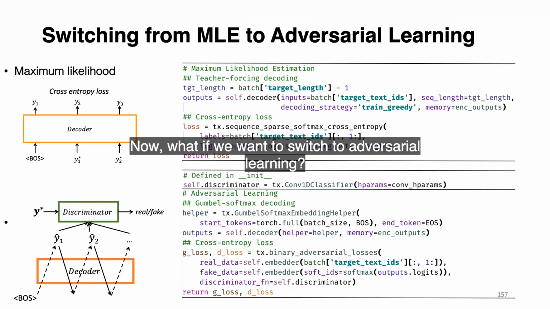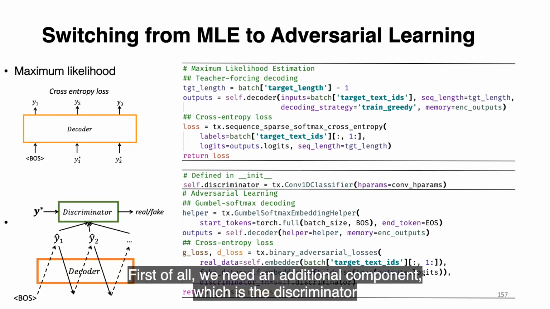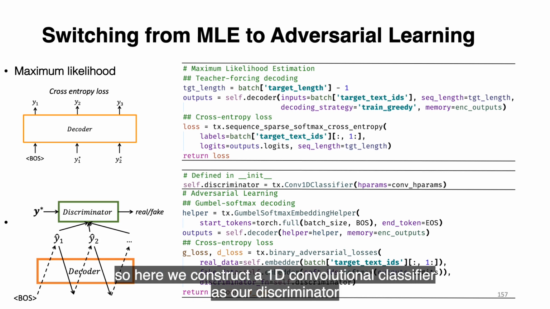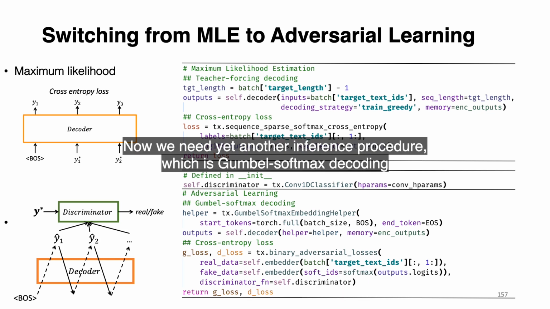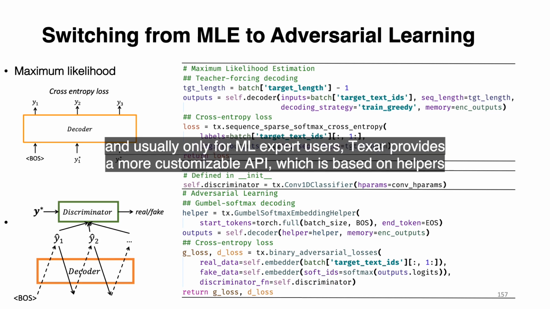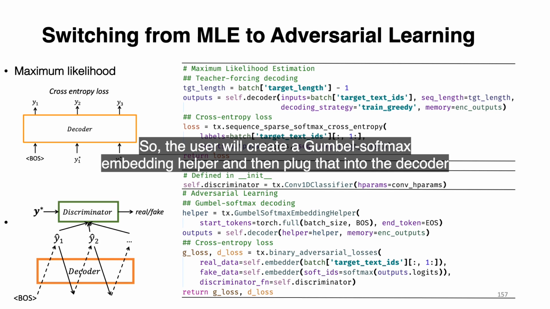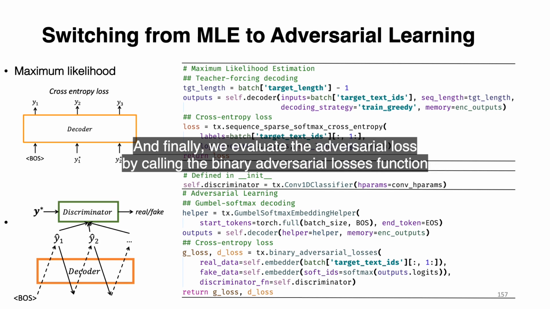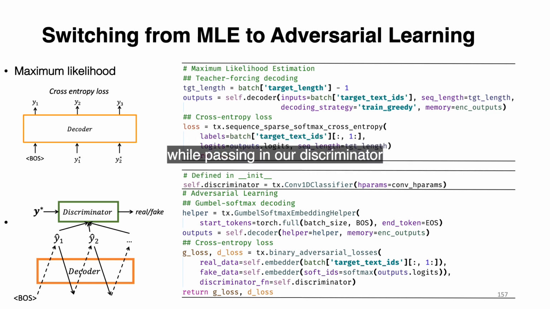Now, what if we want to switch to adversarial learning? First of all, we need an additional component, which is the discriminator. So here we construct a 1D convolutional classifier as our discriminator. Now, we need yet another inference procedure, which is Gumbel softmax decoding. Since this procedure, we consider it to be quite a bit advanced, and usually only for ML expert users, Texar provides a more customizable API, which is based on helpers. So the user will create a Gumbel softmax embedding helper, and then plug that into the decoder. And finally, we evaluate the adversarial loss by calling the binary adversarial losses function while passing in our discriminator.